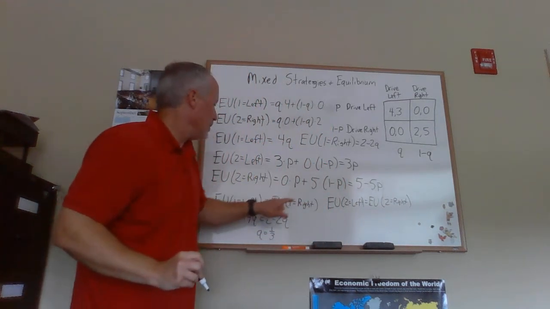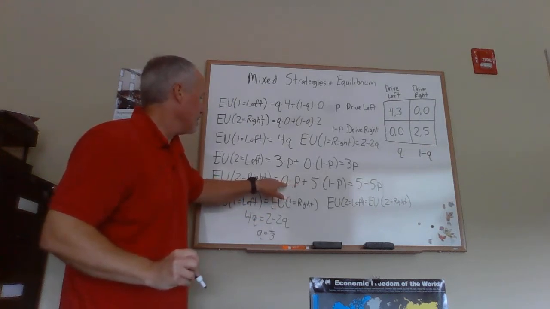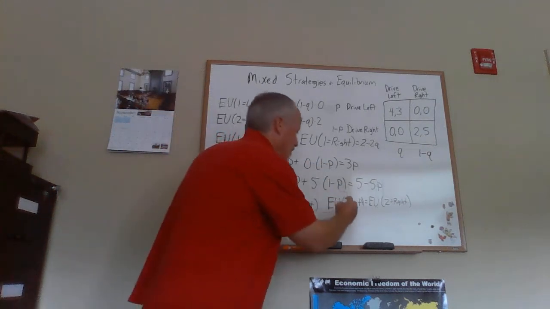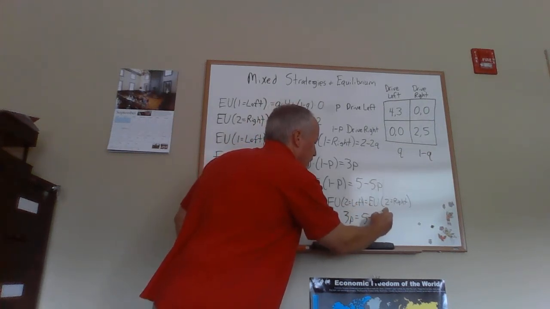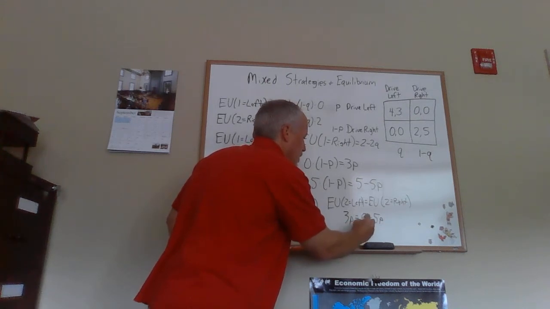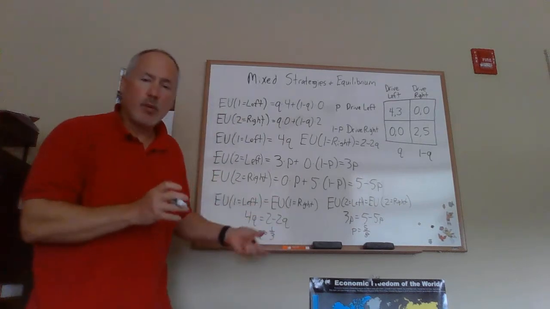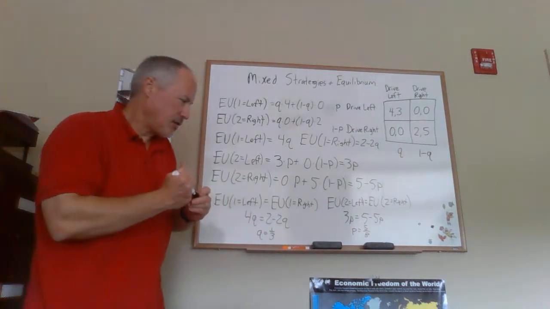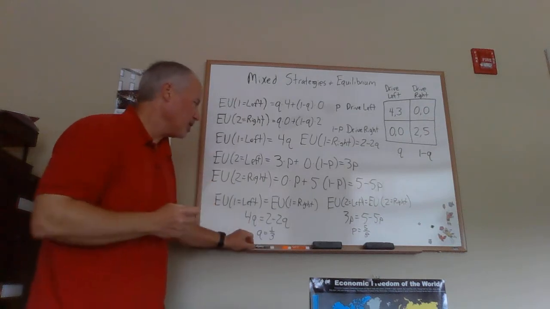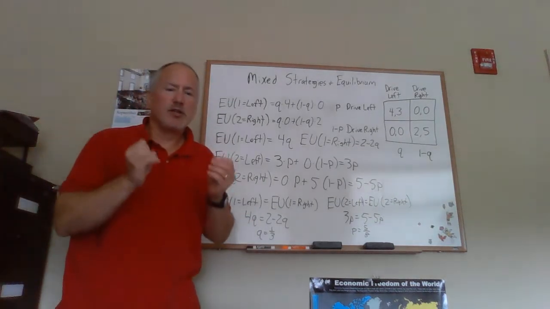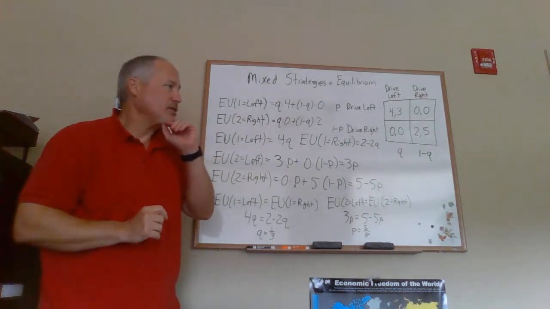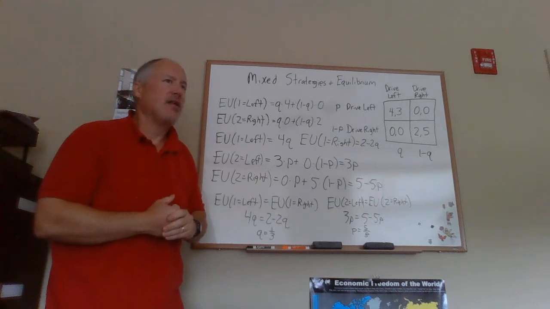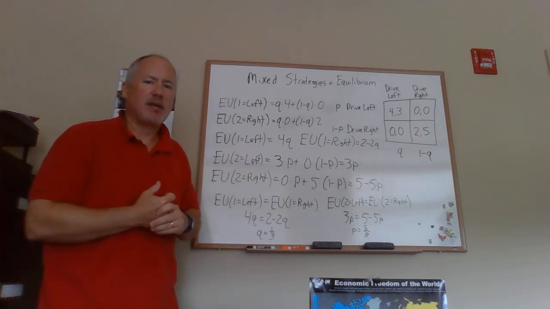Then we do the same thing for player 2. We have 3P and 5 minus 5P, and that's going to work out to P having to equal 5/8. All right, so that's a little bit of algebra, but you can see how we're doing this in general. When you're going to solve for a mixed strategy, you find the probability that sets the two expected payoffs equal, and then solve for that. That tells you what probability the player has to be playing.